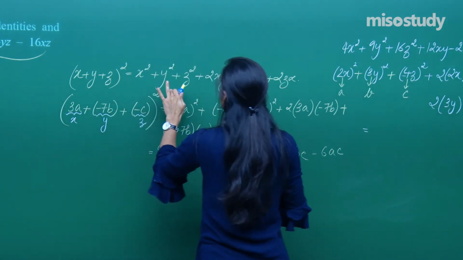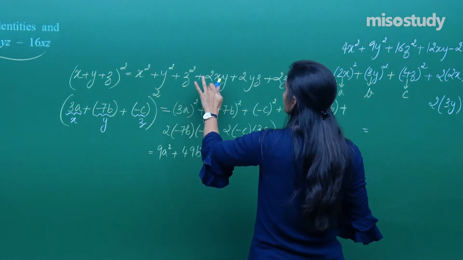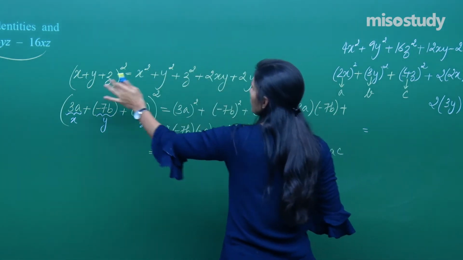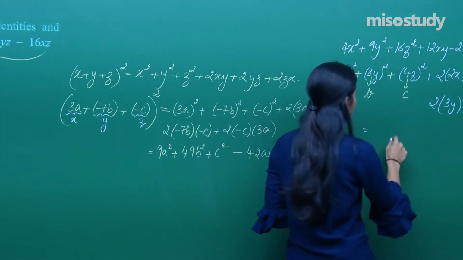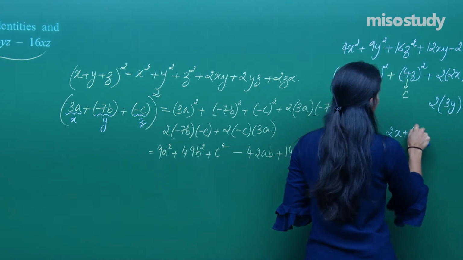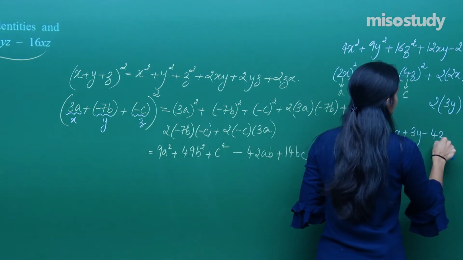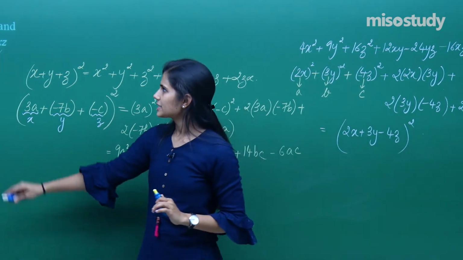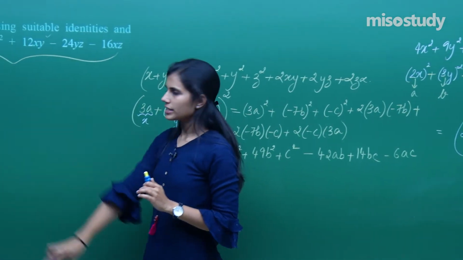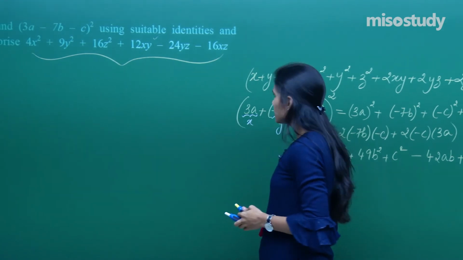So you have a square plus b square plus c square plus 2ab plus 2bc plus 2ca, where your a, b and c are 2x, 3y and minus 4z respectively. So this is equal to (2x plus 3y minus 4z) whole square. So you have expanded this expression and you have factorized this expression. Let's move on to the next question.